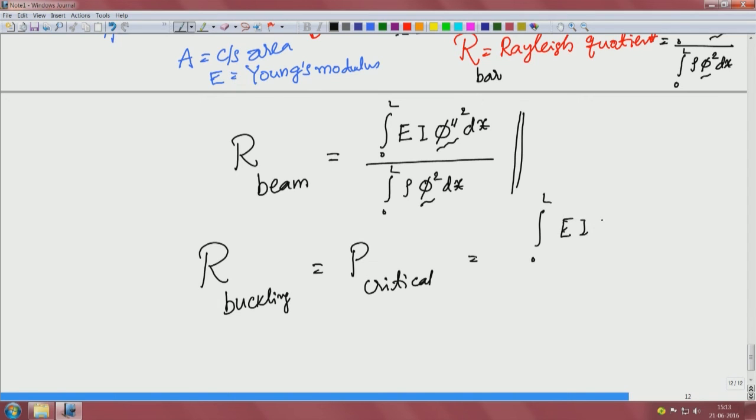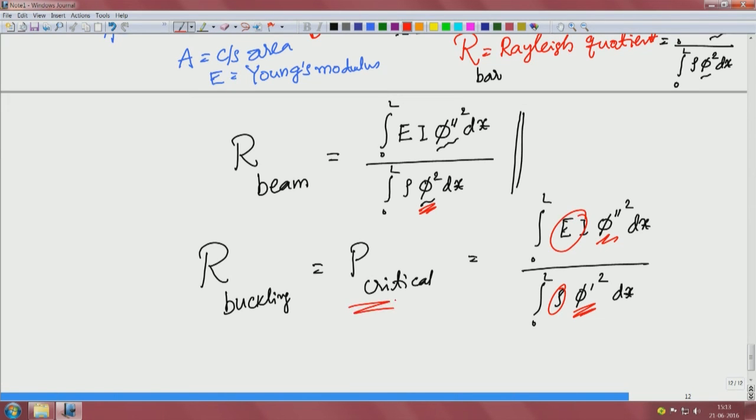E I phi double prime squared dx divided by integral 0 to L. Here it will be rho phi prime squared. Notice that for a beam it is just phi squared, here it is phi prime squared. So, you can get the buckling equation in this form, right. What we need to look at is this function; the constants do not matter for us. The value of P critical you need it, okay.